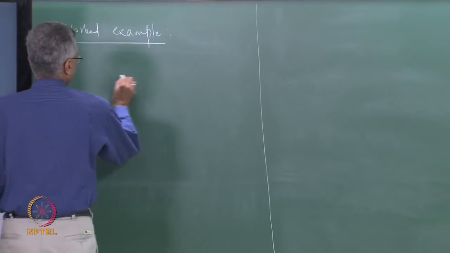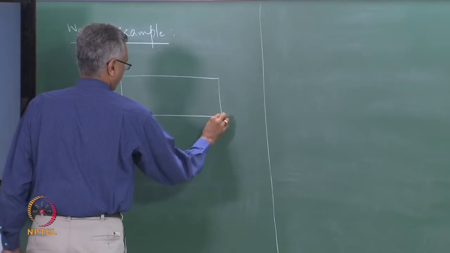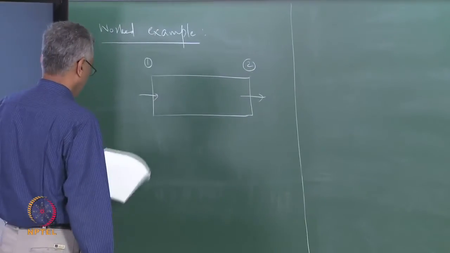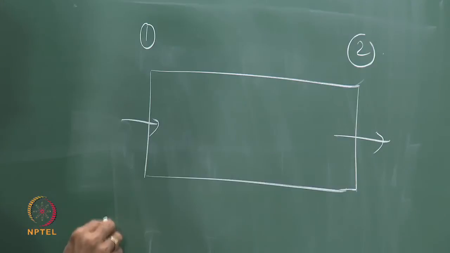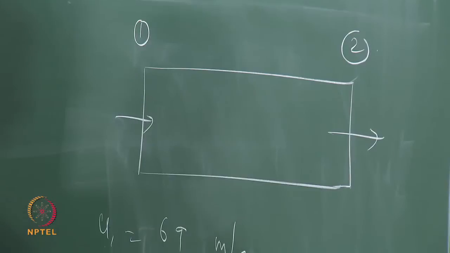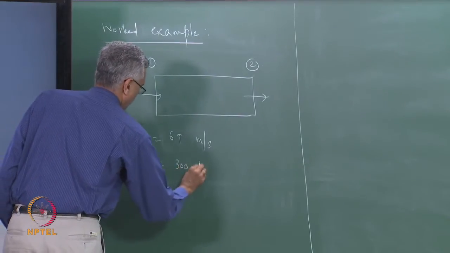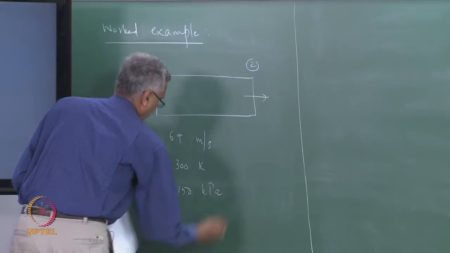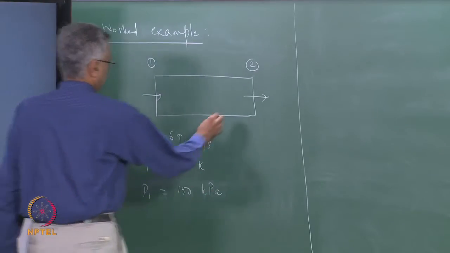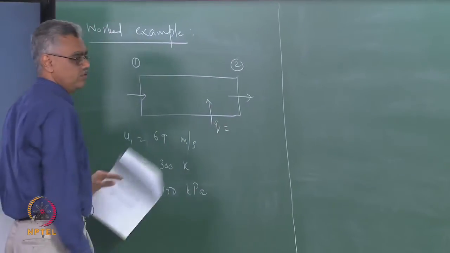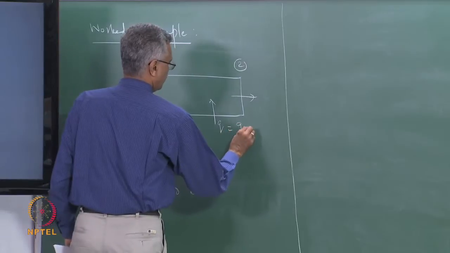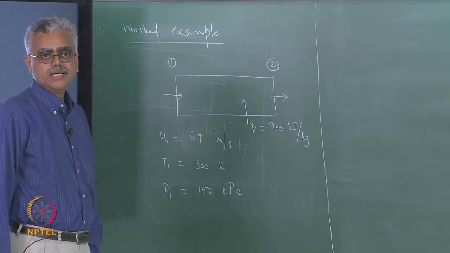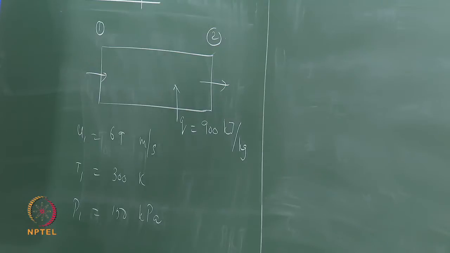So let us sketch the flow situation that we are looking at. So we have a duct. So initially it is given that U1 is equal to 69 meter per second, T1 is equal to 300 Kelvin, and P1 is equal to 150 kPa. Heat is now added here to the amount of 900 kilojoule per kilogram. So we are asked to determine the exit properties, which would mean M2, P2, T2 and the stagnation quantities. That is what we are asked to determine.